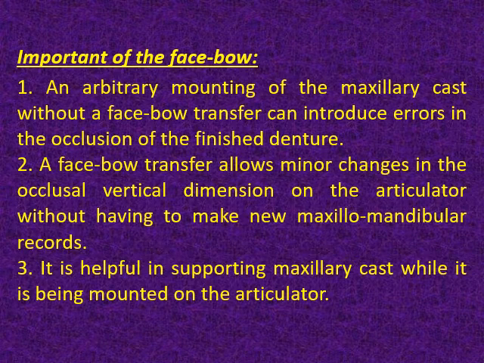What is the importance of the face bow? Why do we use the face bow? Number one, an arbitrary mounting of the upper cast or maxillary cast without face bow transfer can introduce error in the occlusion of the finished denture. Number two, face bow transfer allows minor changes in the occlusal vertical dimension on the articulator without having to make a new mandibular relation record. And finally, it is helpful in supporting the maxillary or upper cast while it is being mounted on the dental articulator.